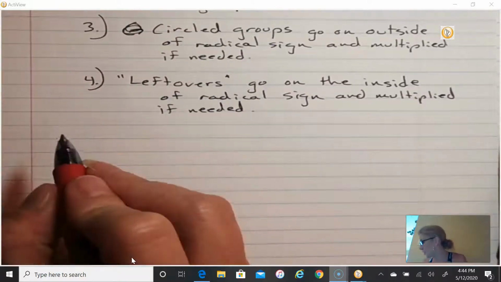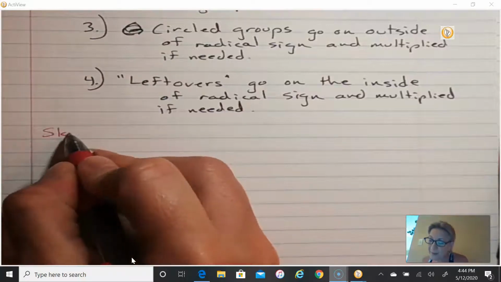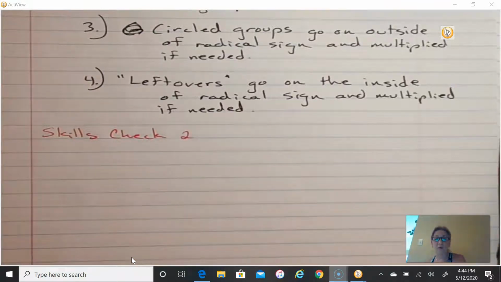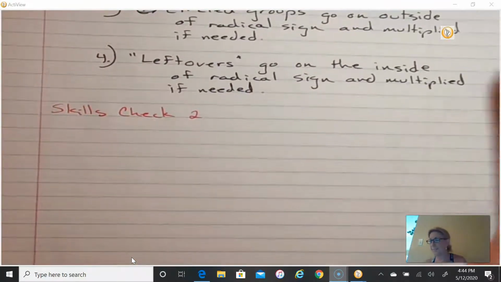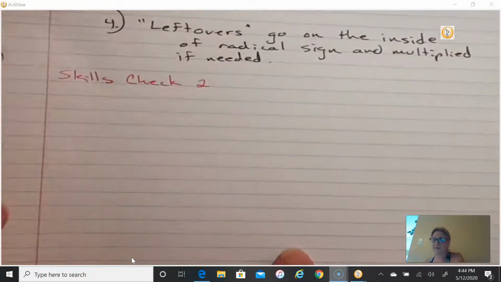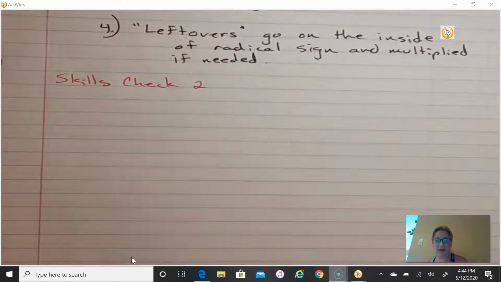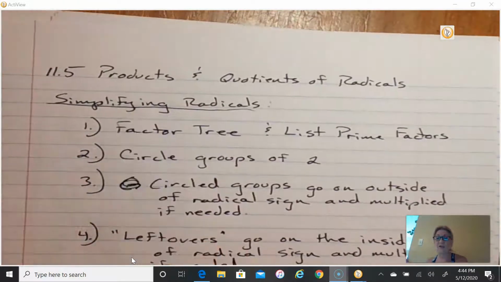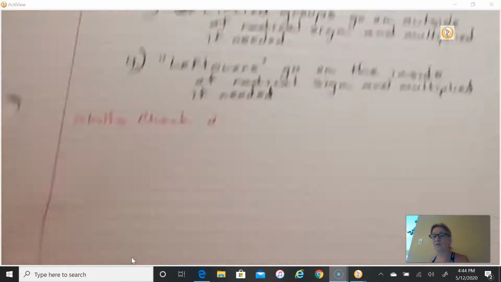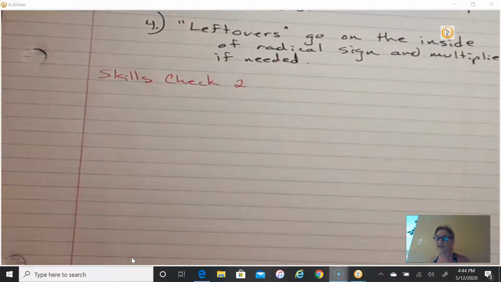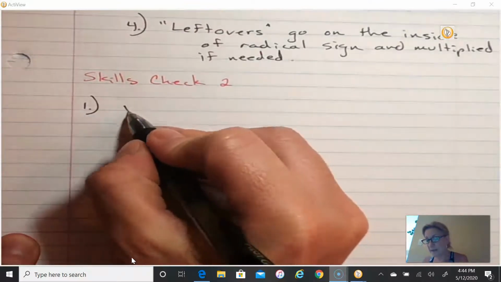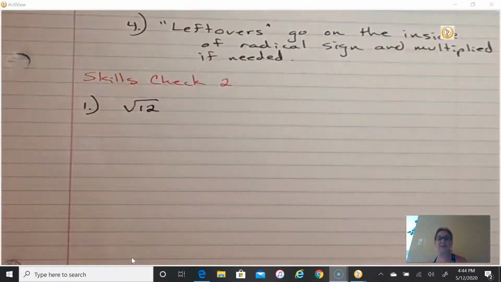So if you look in your book at skills check 2, that's what I'm going to start off with, okay? Now, please keep in mind, I'm only teaching simplifying radicals today, not all of the other stuff. So do not worry. I'm just giving you the basics, okay? All right. So number 1 is skills check. Square root of 12. And we're going to simplify it.